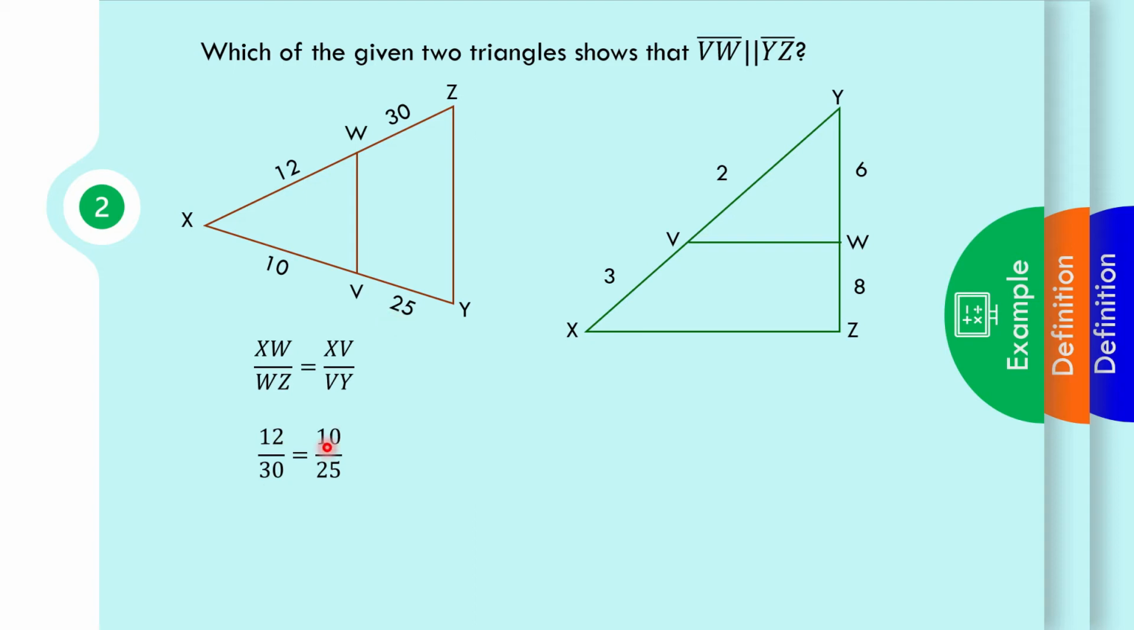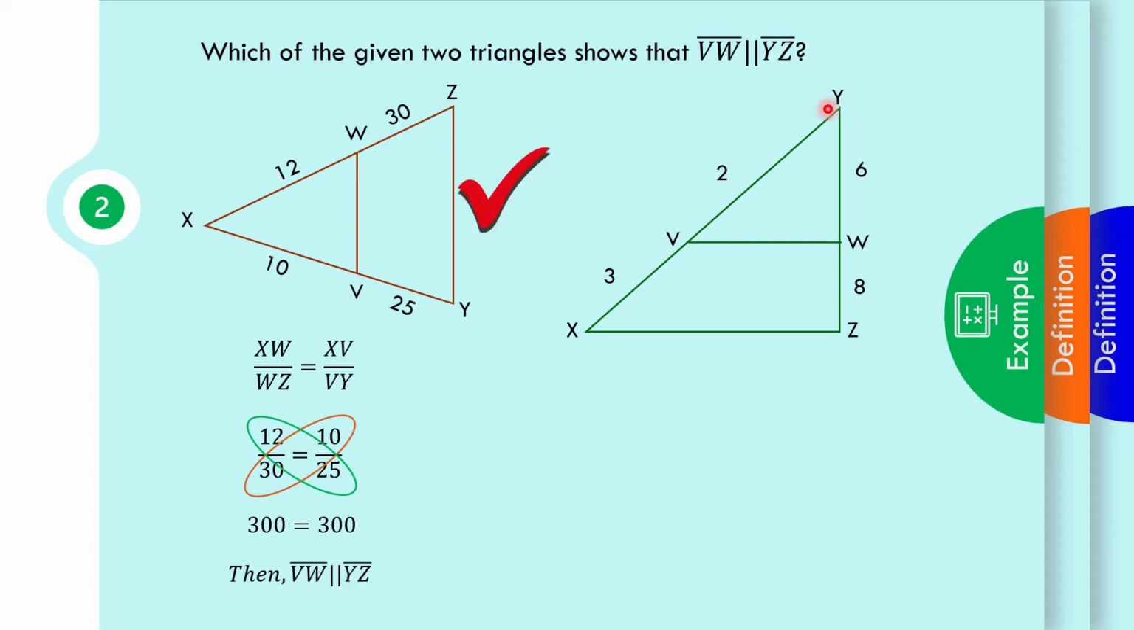So again, to check whether this one is proportional, let us multiply the means and the extremes, or simply do the cross multiplication. Therefore, we have 30 times 10 and 12 times 25. We will obtain 300 is equal to 300. Since this one is equal, then we can say that VW is parallel to YZ. Therefore, the first figure is true.